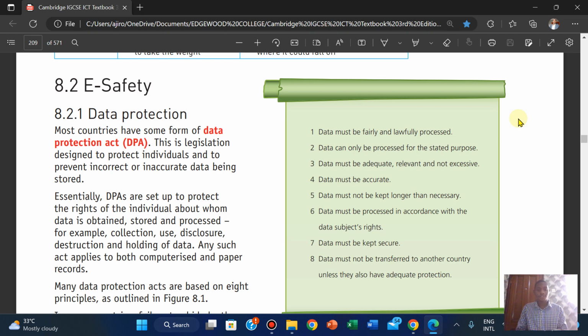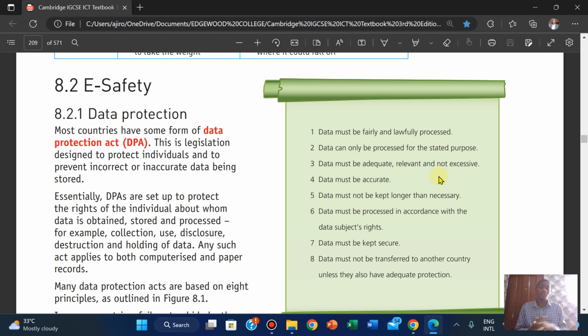We talk about collection, use, disclosure, destruction, and holding of data. Any such act applies to both computerized and paper records. Many data protection acts are based on the 8 principles that we're going to look at. Number 1, data must be fairly and lawfully processed. It means that whatever data is going on the internet must be lawful and fair. Data can only be processed for the stated purpose. Data must be adequate, relevant, and not excessive.